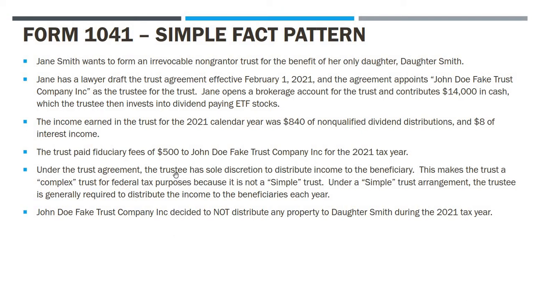Now, under the trust agreement, the trustee has sole discretion to distribute income to the beneficiary. So it can choose to distribute income or not. And the reason why that's an important distinction is because that determines whether you have a simple or a complex trust arrangement. In our case, we've got a complex trust arrangement because income does not have to be currently distributed every single year to the beneficiaries. So in 2021, the trustee decided to keep all of the income and not distribute anything to Daughter Smith.